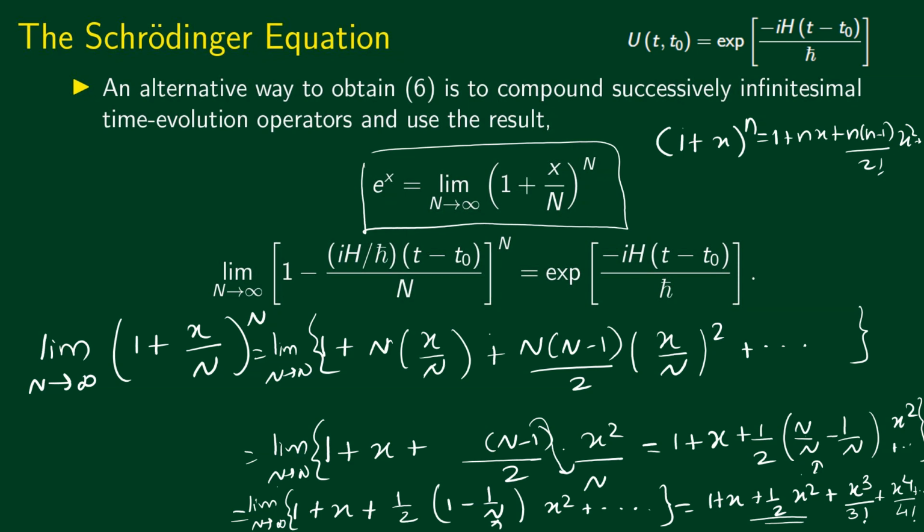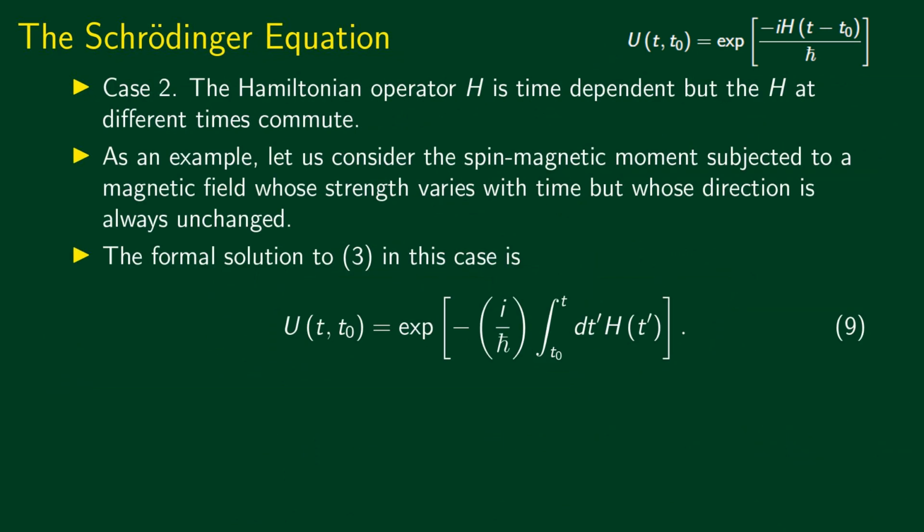Using this result and constructing the finite time evolution out of infinitesimal time evolution operators, we get the same result. The second case is where the Hamiltonian operator is time dependent, but the Hamiltonian at different times commute. We'll see why this condition is important. An example for this is the situation of the spin magnetic moment in a magnetic field whose strength varies. The strength of the magnetic field will vary with time, but its direction is always unchanged.